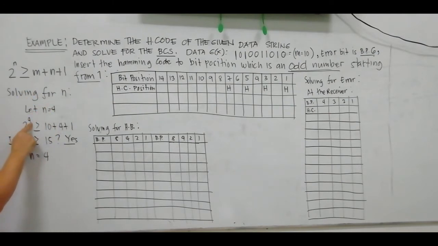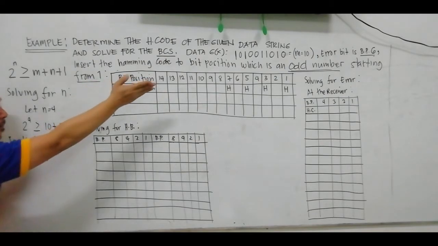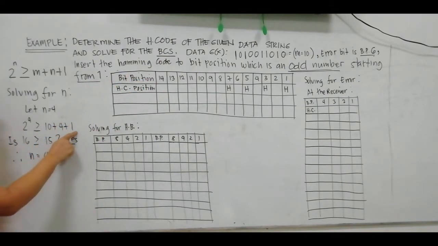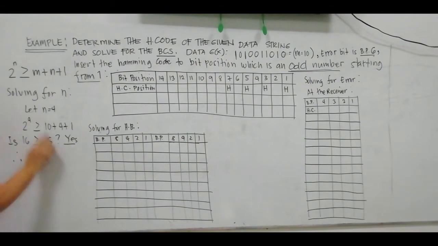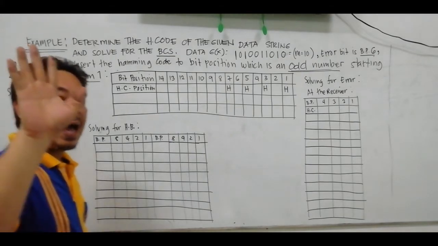So, 2 raised to 4 is greater than or equal to 10, which is our m, plus 4 plus 1. So, 10 plus 4 plus 1, that is 15. And 2 raised to 4 is 2 times 2, 4 times 2, 8 times 2, and that is 16. Now, the question, is 16 greater than or equal to 15? So, yes. Therefore, n is equals to 4. So, we have 4 Hamming bits.